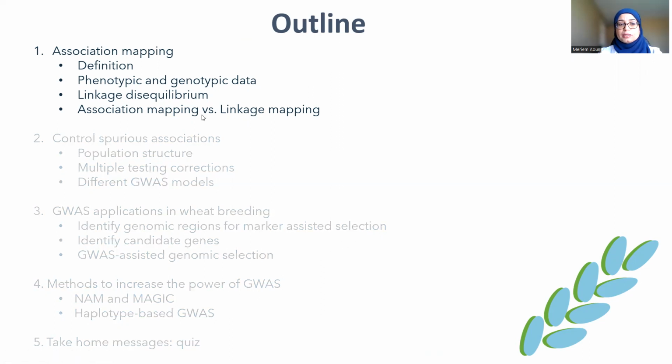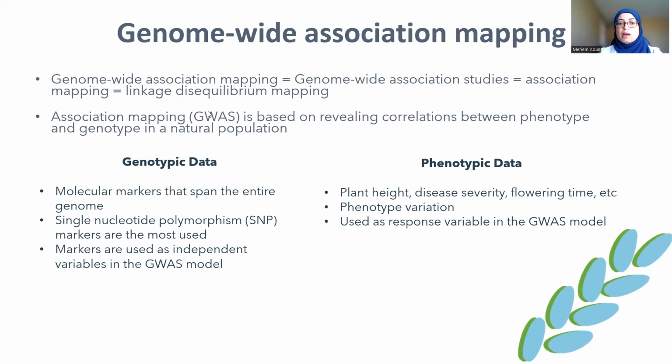Starting with the first part, association mapping is also called genome-wide association mapping or genome-wide association studies or linkage disequilibrium mapping. It is based on revealing correlations between phenotype and genotype in a natural population. The main two components in a GWAS are the genotypic data and the phenotypic data.